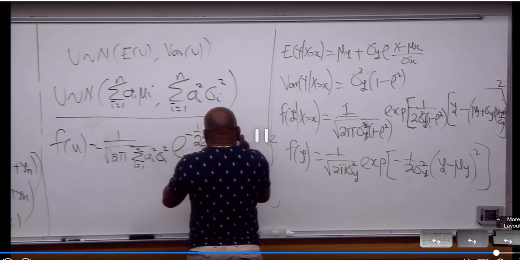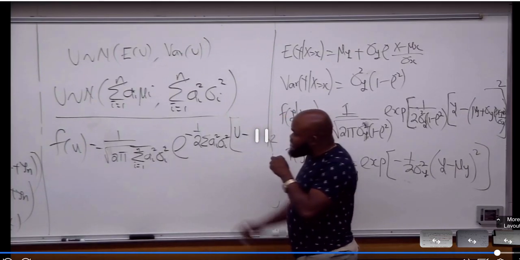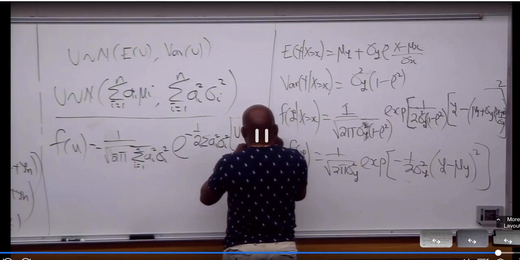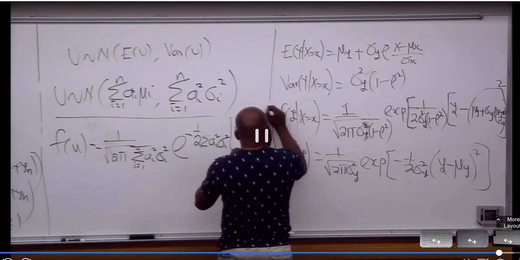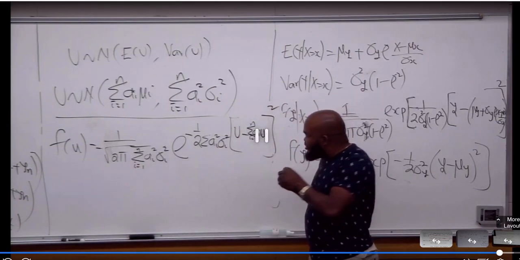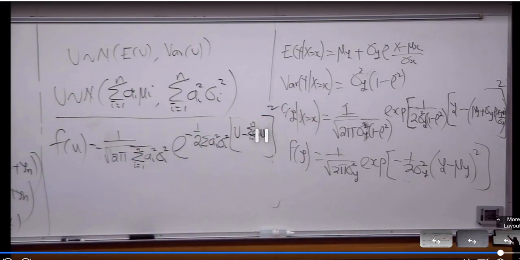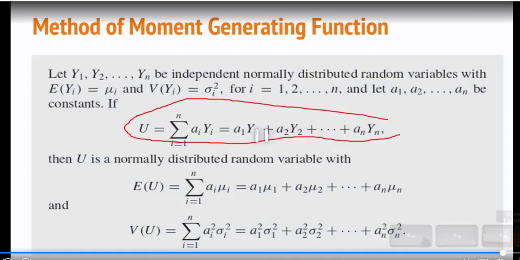What am I going to have? Then u minus the mean. u minus this summation a_i mu_i, i from 1 to n. And here, don't forget to put a squared. Do you know this is the f of u? How do I know f of u? Because I've been told from the beginning that each of the components follow normal. Then if I want to derive the f of u, all I just need to do is first get the expected value of u and the variance of u. Then I'm going to write the density.